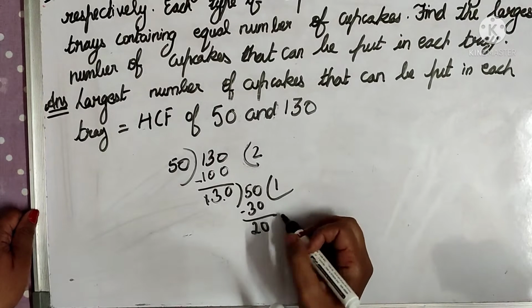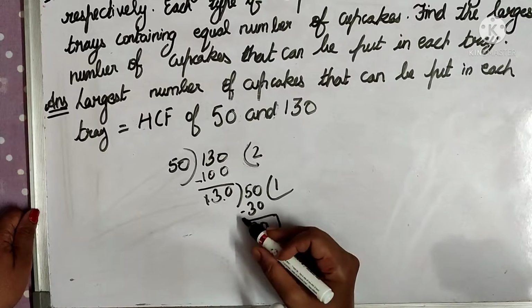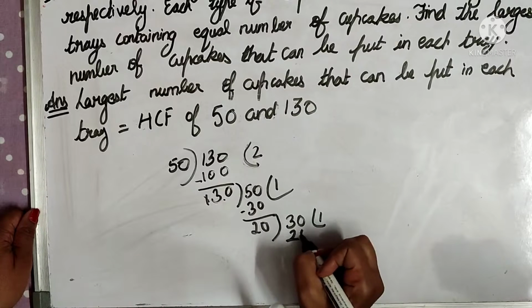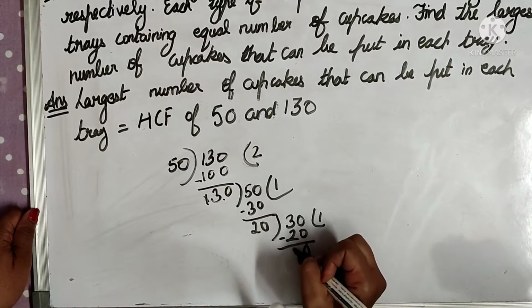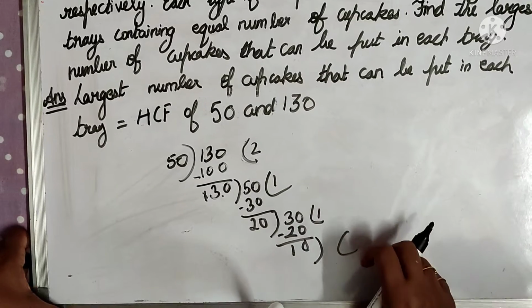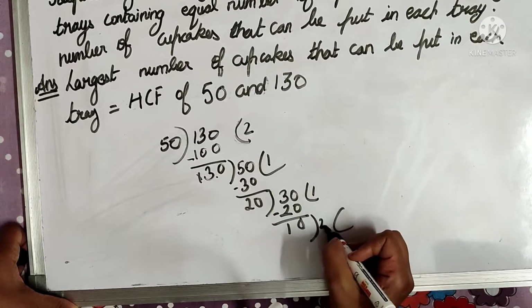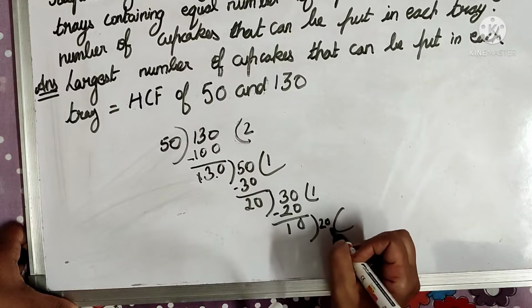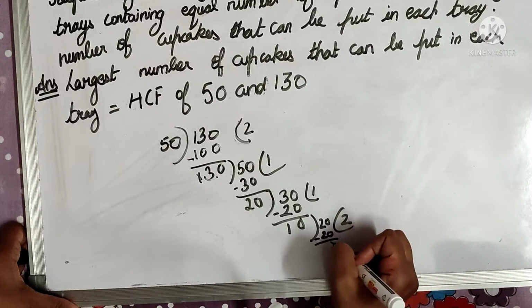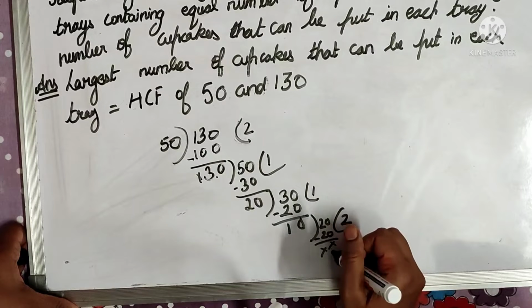Now 20 will be the divisor and 30 will be the dividend. 20 ones are 20. Now 30 minus 20 is 10. Now 10 will be the divisor and 20 will be the dividend. We will continue till we get the remainder as 0. 10 twos are 20. So here I got the remainder 0.